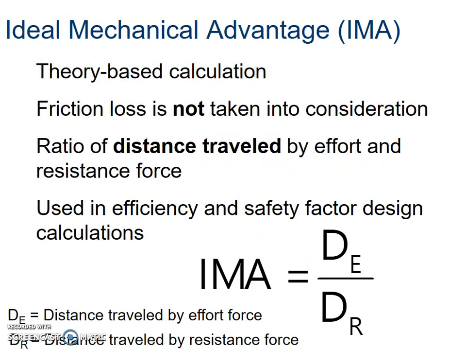Now, we're going to talk about ideal mechanical advantage and actual mechanical advantage. Ideal mechanical advantage deals with no friction. It's the ideal, theory-based, and it deals with the distance. We know how tall that ramp was. We know how long the hypotenuse of that ramp is, so we can calculate it. It's the distance effort over the resistance. That would give us our ideal mechanical advantage.